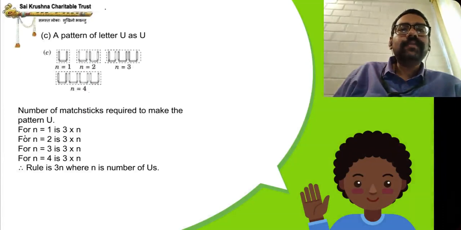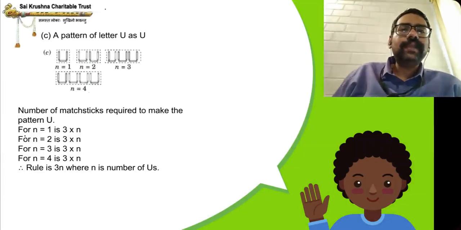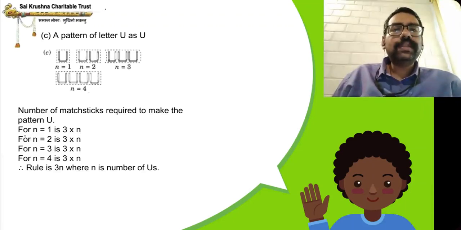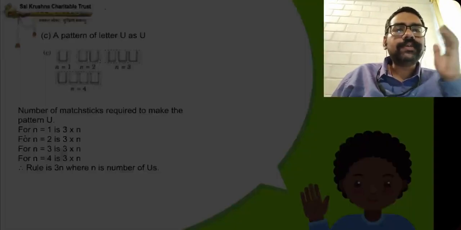Pattern of letter U. For 1 U, how many matchsticks are required? 3. For 2 U's, totally 6, so 3 into 2, where n equal to 2 means the number of U's. 3 U's, 3 into 3, 9. 4 U's, 3 into 4, 12. The rule is 3n, where n is the number of U's.